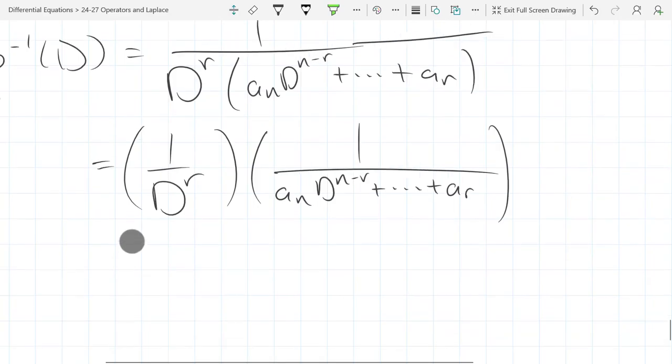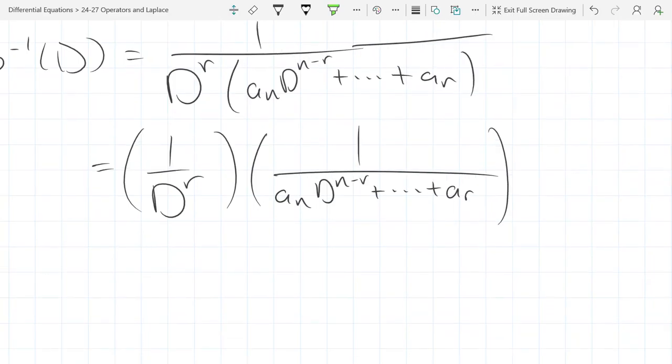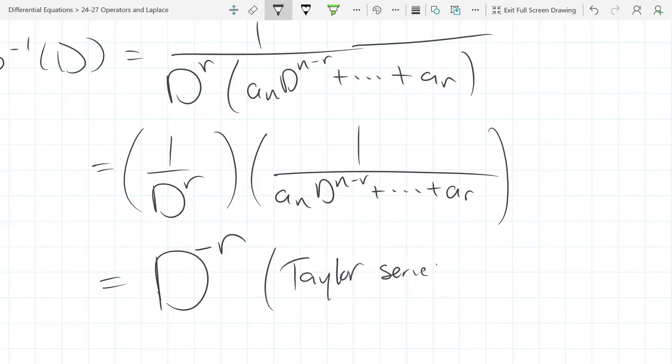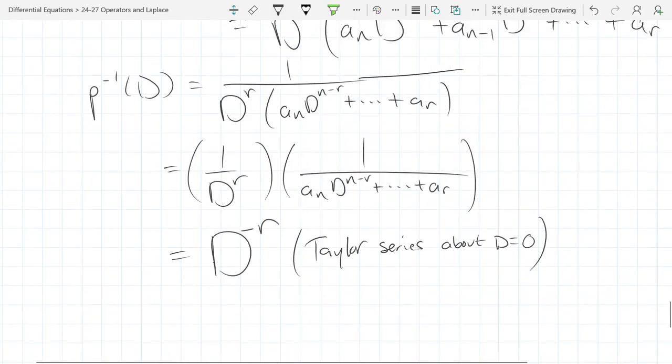How can I deal with the first term? What is the inverse operator of d to the r? D to the minus r. And that's one of the only operators you can just invert right away. That means take r antiderivatives, but throw away the constants that you're going to get. So that's d to the minus r times, unfortunately, you still have to invert the second operator using a Taylor series. And you can use d equals 0 because we got that constant term at the end. We factored out all the d's that we needed to so that we don't have a d in the last term. So it'll just be a constant. So that is P inverse of D.